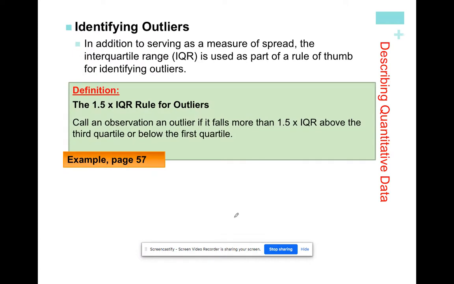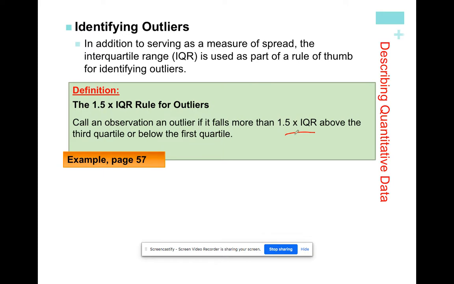We can use the IQR to check for outliers. And so there is a rule for this, and it is called the 1.5 times the IQR rule. And it's because we're going to multiply the IQR by 1.5 in order to check for outliers. So here, our formal definition says that we're going to call something an outlier if it falls more than 1.5 times the IQR above the third quartile or below the first quartile.